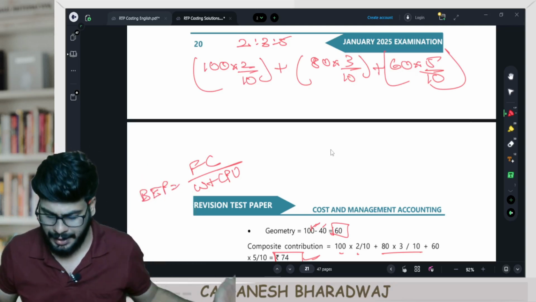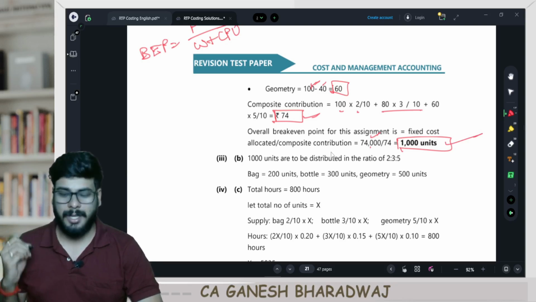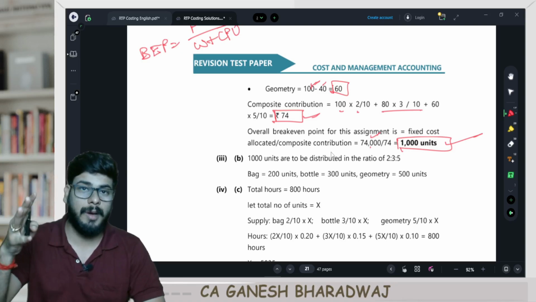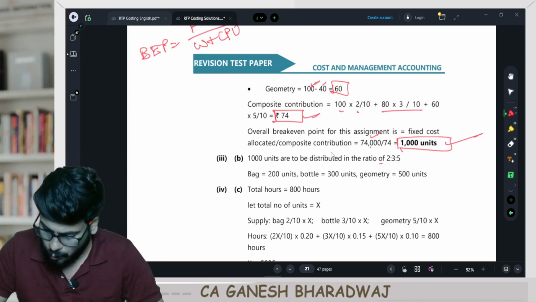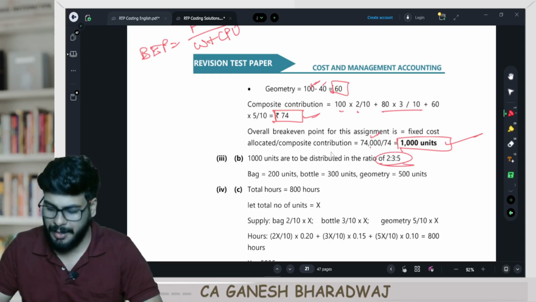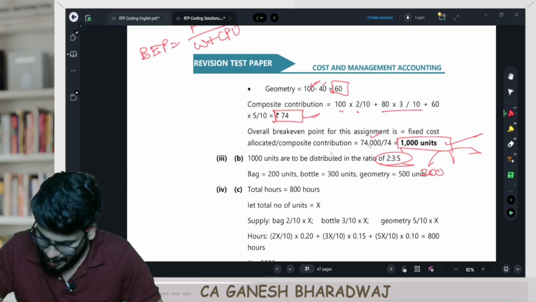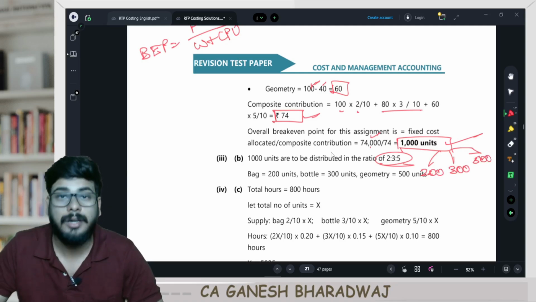Are you clear with this? Yes, fine. So now you need to sell a total of 1000 units, right? Now this 1000 units, what is the breakup? Sir, how many school bags, how many water bottles and how many geometry boxes should I sell? This is in the ratio of 2 is to 3 is to 5, right? So ideally, can I say it's going to be 200 school bags, 300 water bottles and 500 geometry boxes.